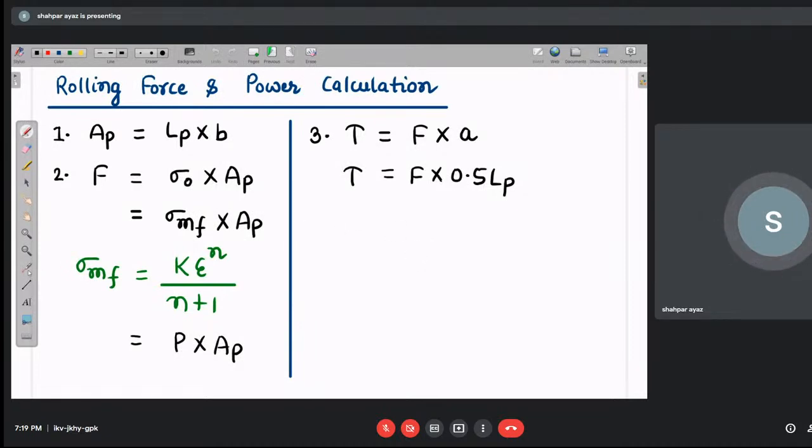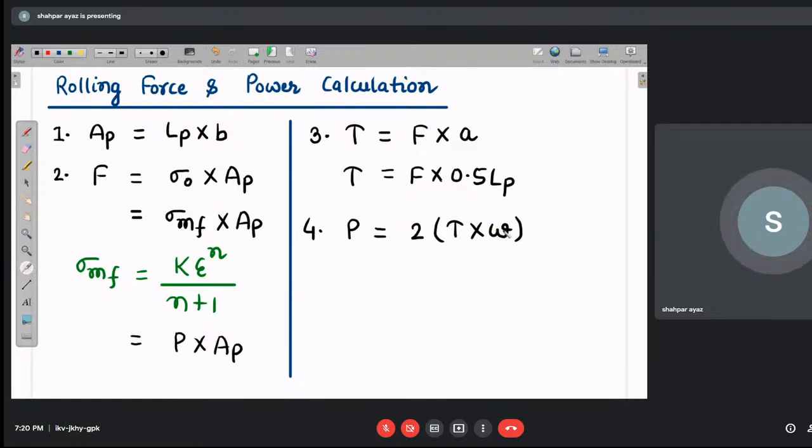So once you get the torque, torque is F into arm length A, and the value of A is 0.5 into projected length. Remember all the steps. And the fourth is your rolling power. Rolling power is 2 into torque into omega. Why have I multiplied by 2? Because two rollers are there, one top roller and one bottom roller. So for two rollers, power is 2 into torque into omega.